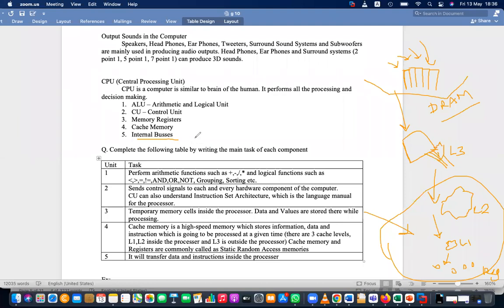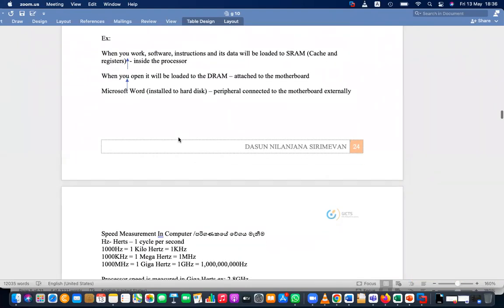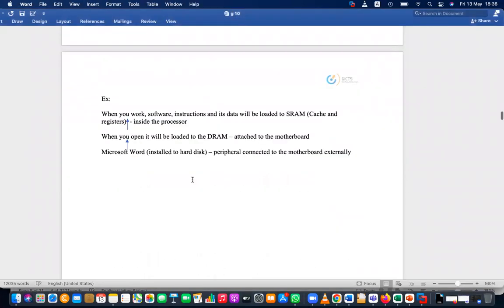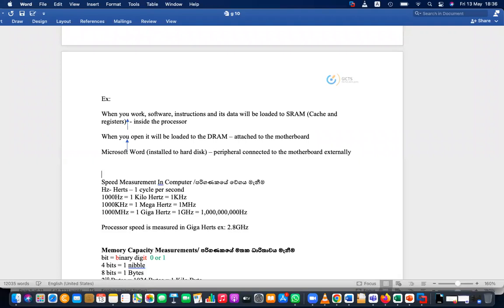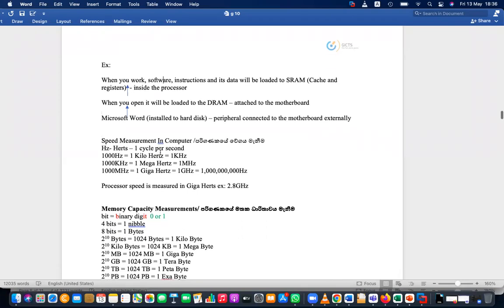Okay, I think now you have a clear idea about what the CPU is and how things work inside the CPU. Next, let's think about the memory and how memory works. This is just a simple example of how things work. When you open Microsoft Word from the hard disk, it will be loaded to DRAM, then to the cache memory and the registers. You can write the examples.